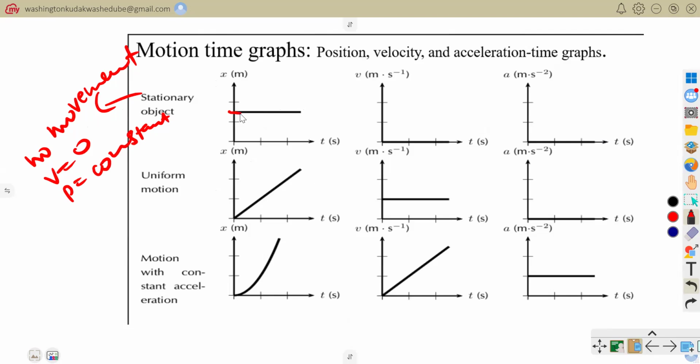So if I had already moved 5 meters, or else if I'm 5 meters away from my reference point, I will remain at that position for the time being. Meaning to say that as the time is changing, I will be on the same position. That is what we mean by stationary. It might take 10 hours, so the time is changing, but I'm still at the same position.